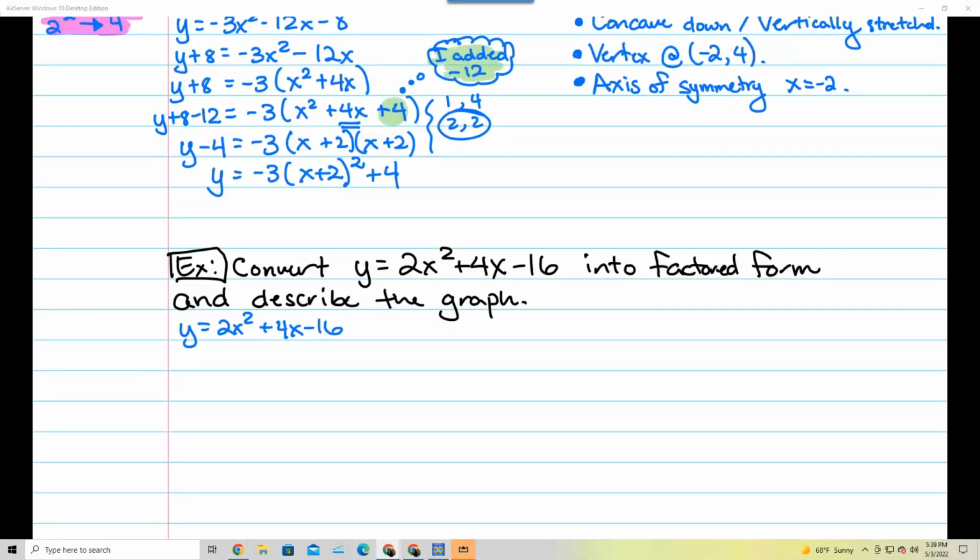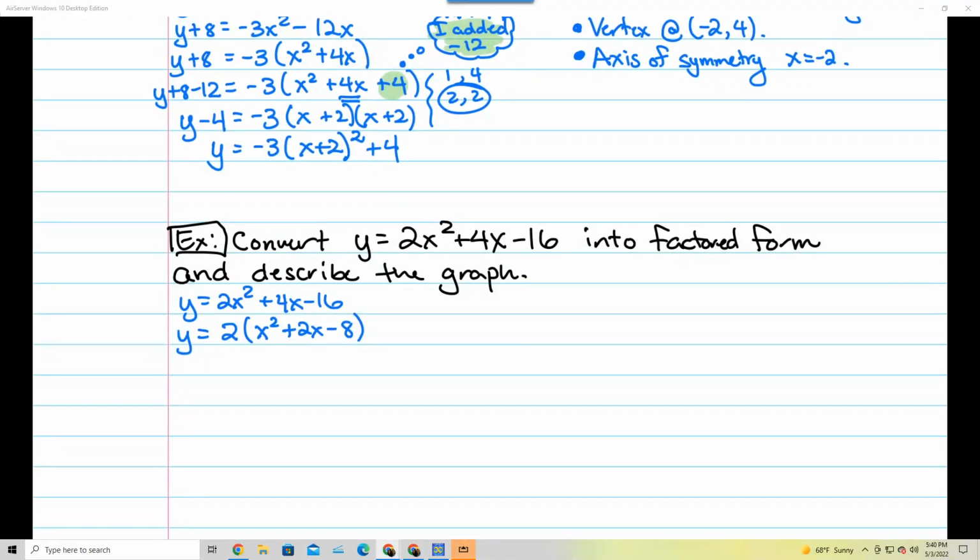So I'm going to write y equals 2 parentheses. Now I need to get this thing back. I get x squared plus 2x minus 8. All right, now I look at it and I say, oh, I can factor that again. So I'm going to go ahead and do that. I'm going to factor this again, and I get y equals 2 parentheses x parentheses x.